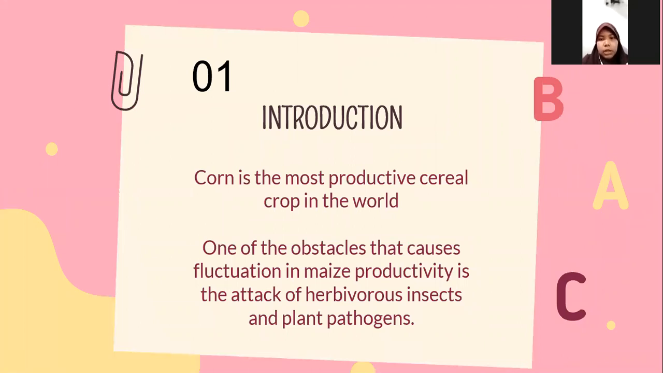Introduction. Corn is the most productive cereal crop in the world. One of the obstacles that cause fluctuation in corn productivity is the attack of herbivorous insects and plant pathogens.